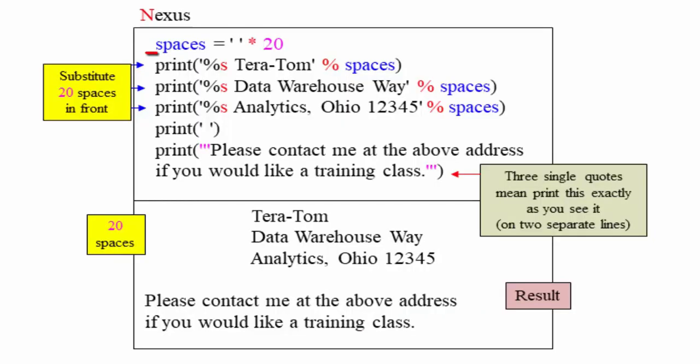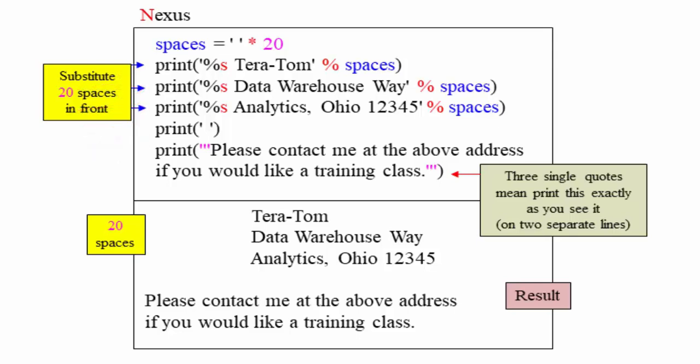Let's make things look nice with indentations using a variable and string substitution. Watch this. Notice here, I create a variable called spaces equals single quote space single quote times 20. So we now know that spaces really means I want 20 spaces. Now I'm going to use my print command with substitution of a string and say Teratom percent spaces. I'm going to do the next on the next line and the next line, and then print a literal space, and then print, please contact me at the above address if you would like a training class.